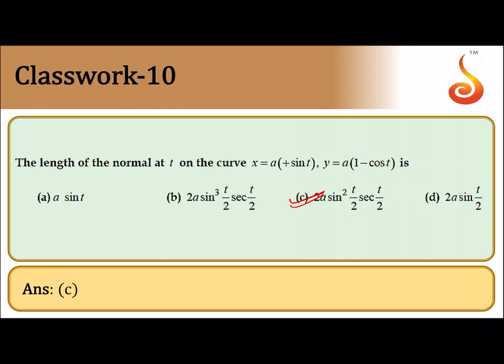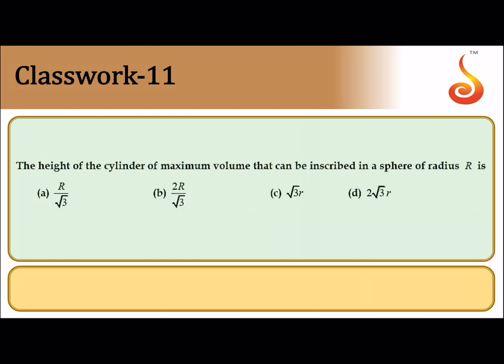So option C is correct. Using the formula, length of normal is y1 under root of 1 plus m square. So option C is correct. 2a sin square t into secant t by 2.